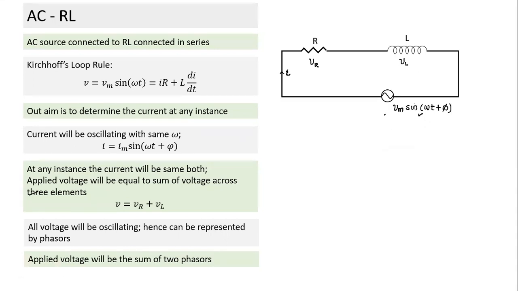So what is the applied voltage here? This applied voltage gets distributed in two parts. Another way of saying it is that the sum of VR and VL is equal to the applied voltage. And how do we find the sum of two sinusoidally varying quantities? Using phasor sum. So in effect, if we take the phasor sum of VR and VL, it will be equal to the applied voltage. The applied voltage will be equal to the sum of the two phasors, VR and VL.